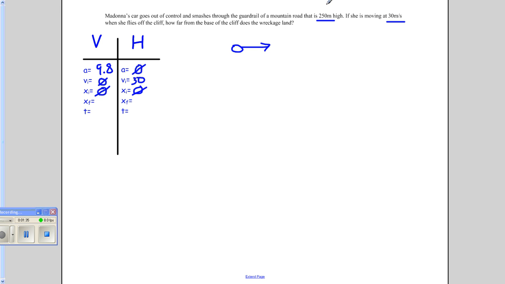All right. The 250 then is talking about height. So if it's talking about height, that has to be a vertical number. So the 250 is right there. So that'll be a vertical final position. I'm asking for how far away will it land. So I'm asking about horizontally from the base of the cliff. That's going to be horizontal XF. So that's my question mark.